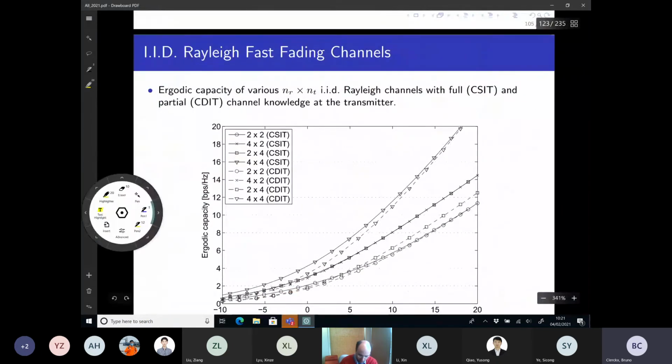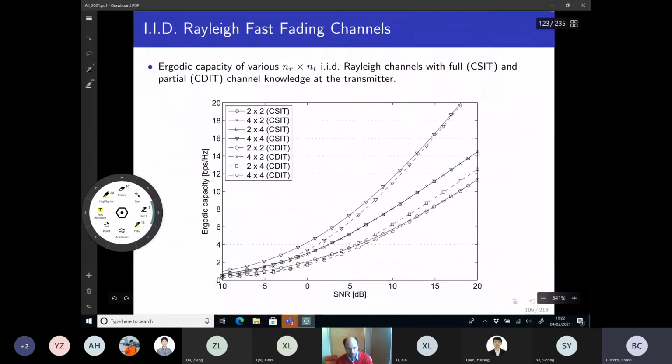Let's imagine I have an IID channel, and I'm looking at my ergodic capacity on the left side, and I have here my SNR. So my SNR here is my rho, right? And I'm looking at CSIT and CDIT. So CSIT is when I know the channel at the transmitter, right? So essentially, for each channel realization, I perform the water filling, and then I take an expectation over all realizations of the channels, right? So this is with CSIT.